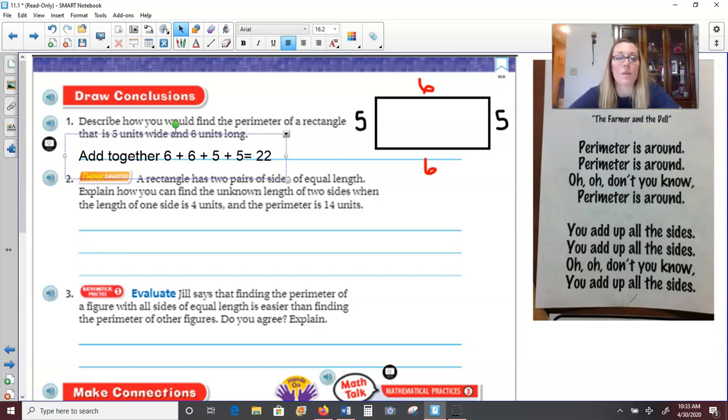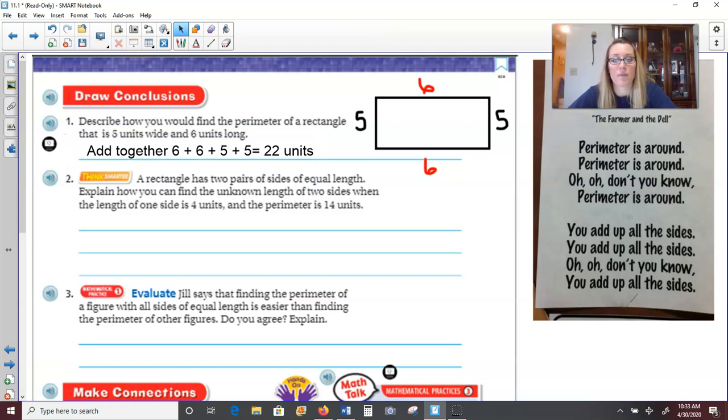And we need a label, as we saw in the video. We need to label our answer to not just 22. In this case, we don't know specific lengths like inches, feet, miles, so it's just simply units. Okay, so this is how we would describe how to find the perimeter of our rectangle.